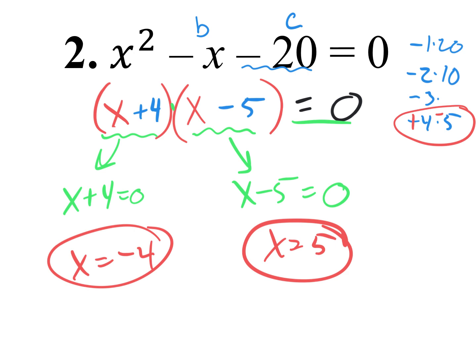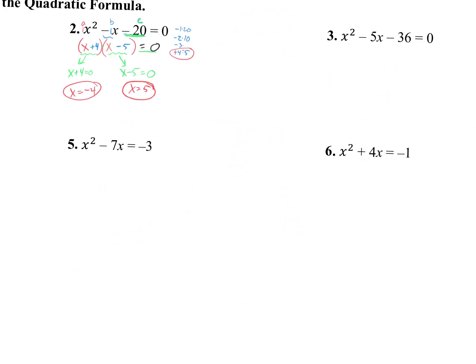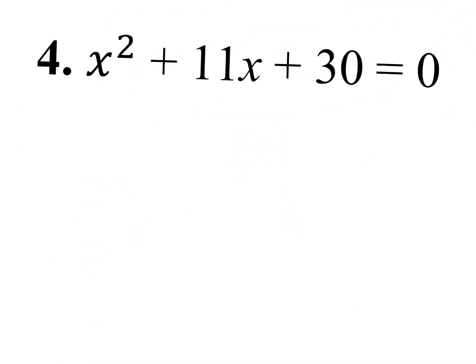You could have, if you wanted to, identified A being 1, B being negative 1, and C being negative 20, and use the quadratic formula, but that would take way longer, so it's way faster to factor, split, and solve. So let's use the skills that we learned back in Chapter 8 of factoring, splitting, and solving whenever we can use them. So we move on to this one right here.